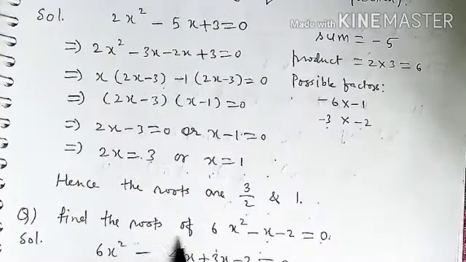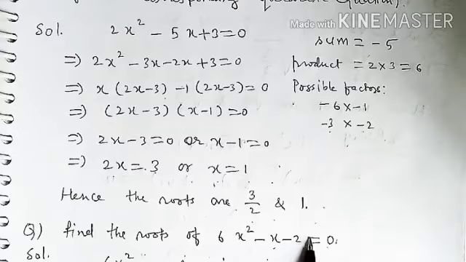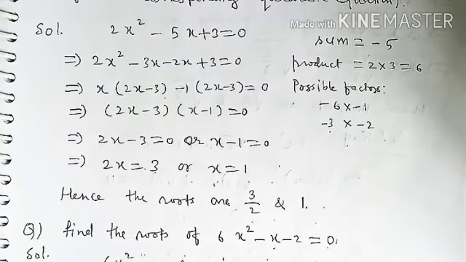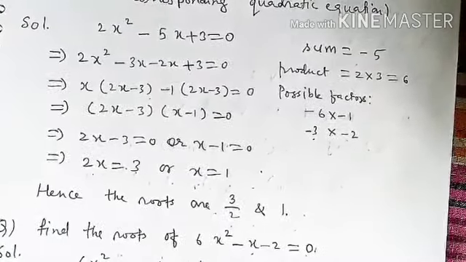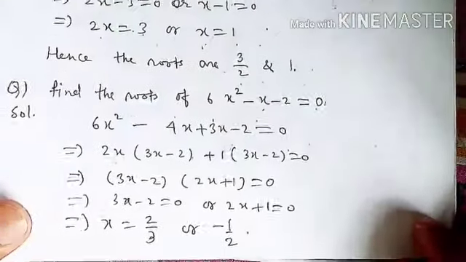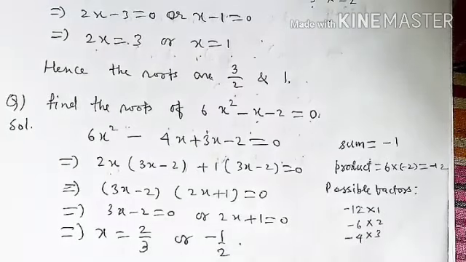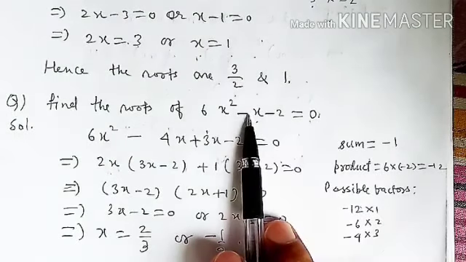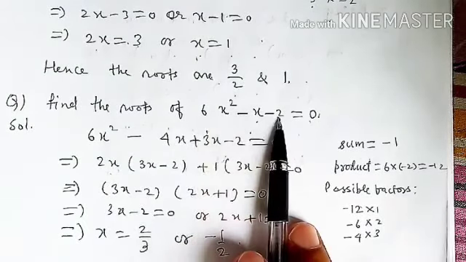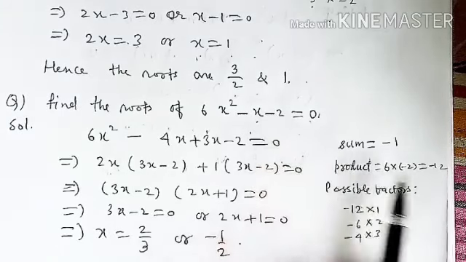Now next, find the roots of this, 6x square minus x minus 2 is equal to 0. In the same way, we proceed and we get the roots x is equal to 2 by 3 and minus 1 by 2. Here, we have to think of two numbers whose sum is minus 1 and product is minus 6 into 2, minus 12.